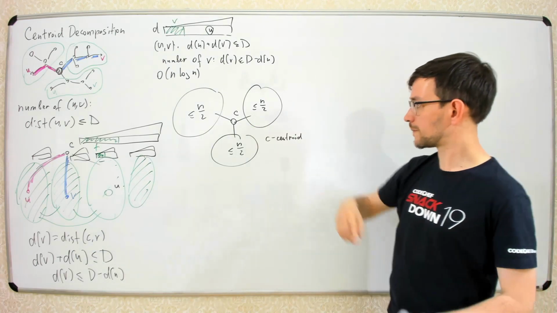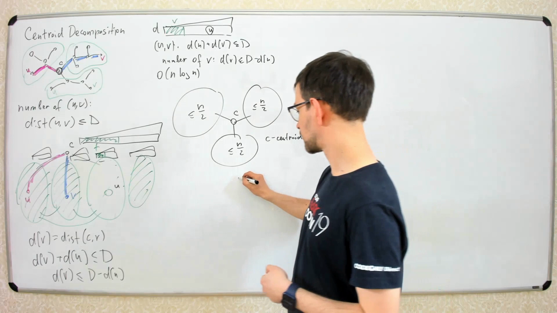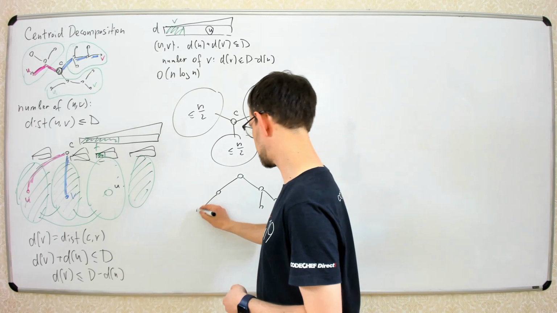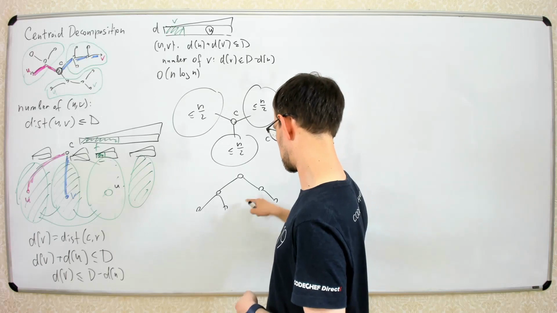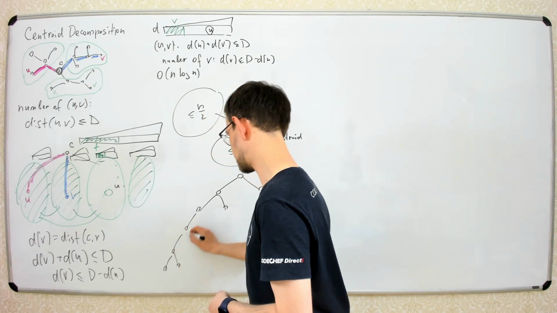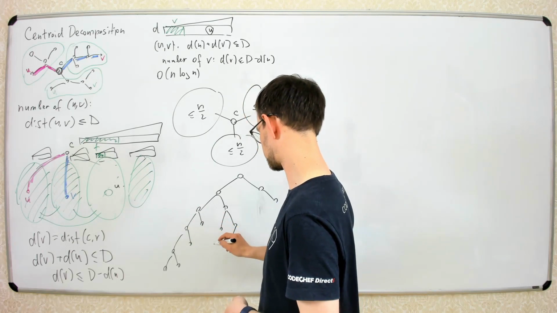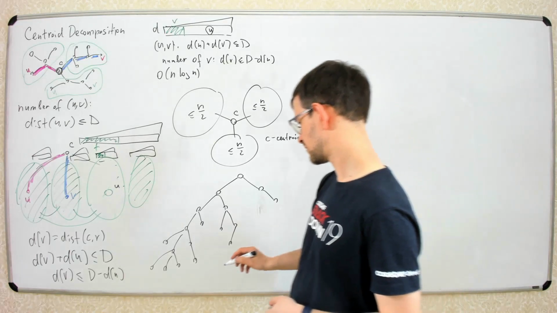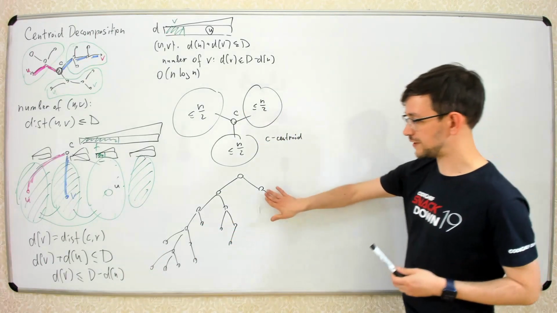So how to find the centroid? Let's pick any node of the tree. Let's draw some tree, something like this, with nodes 2, 3, 4, 5, 6, 8, 9, 10, 11, 12. Let's put more nodes here. Good enough. So you have some tree.